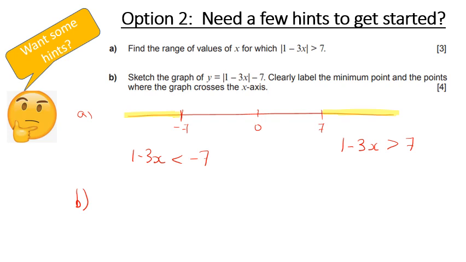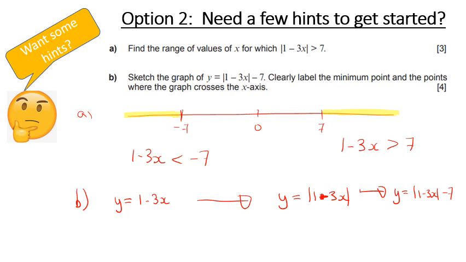For question B, if it was me sketching this graph, I would start off by just sketching y equals 1 minus 3x. Then after doing that, I would change that into y equals the modulus of 1 minus 3x. And then once I had that drawn, then I would move it down 7 to make it the modulus of 1 minus 3x take away 7. Press pause now and have another go at the question. If you're still stuck, then watch the next part of the video.